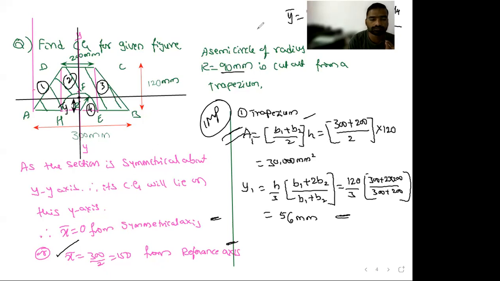Do we have to subtract the semicircle from the rectangle? Yes, we have to subtract the semicircle. Why subtract? Because this semicircle part is removed from the trapezium. In the diagram he has given hatching. Hatching means the figure is the section, and this semicircle is removed. He has given: a semicircle of radius r equal to 90 mm is cut out from a trapezium. Already given. So for that we subtract.